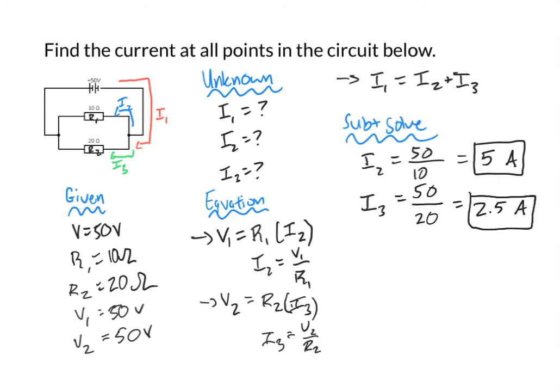Finally, I need to find my final current, which is the current leaving my battery. And again, from Kirchhoff's junction rule, I know that I1 is equal to I2 plus I3. Or I1 is equal to 5 amps plus 2.5 amps, giving me finally that I1 is equal to 7.5 amps.